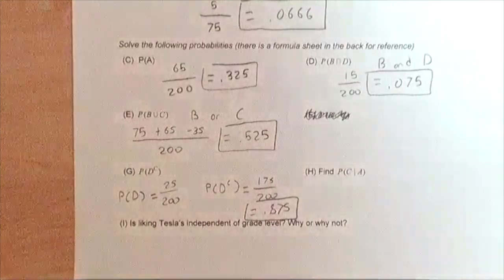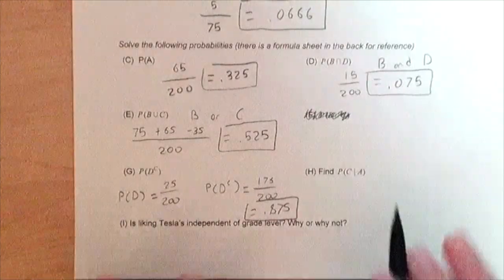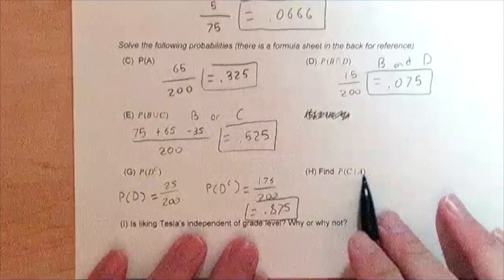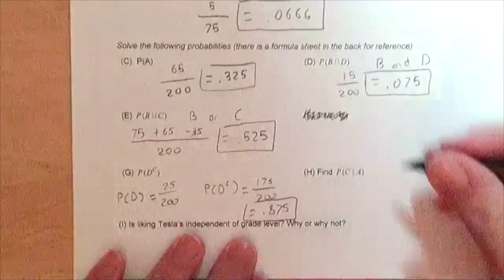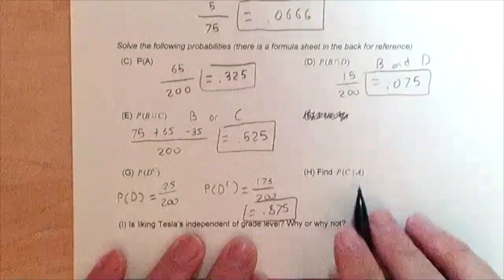The final notation could be this, and it says find the probability of C line A. And for this, I'm going to write it out. And the line means given.